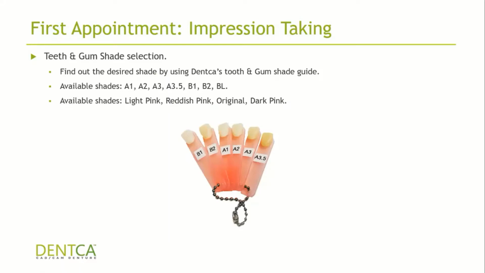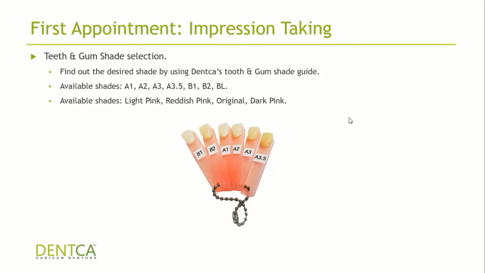And as far as shades for teeth, we have A1, A2, A3, A3.5, V1, V2, and our newest shade, which is a bleach shade, which is similar to BL2. And then we have light pink, reddish pink, original pink, and dark pink.